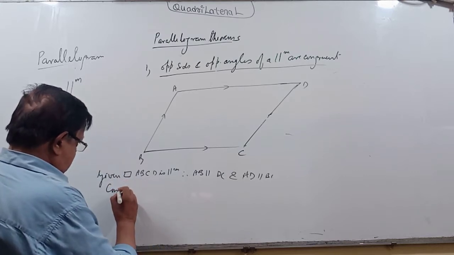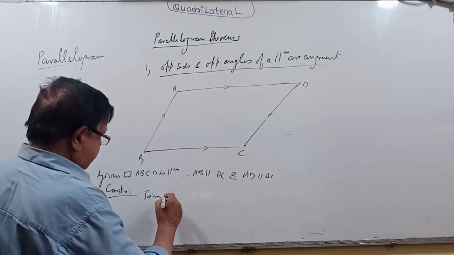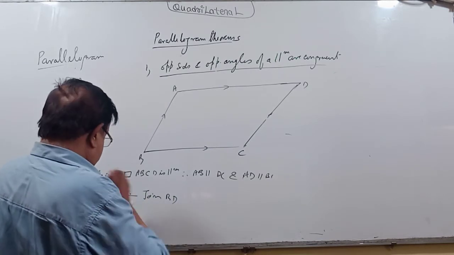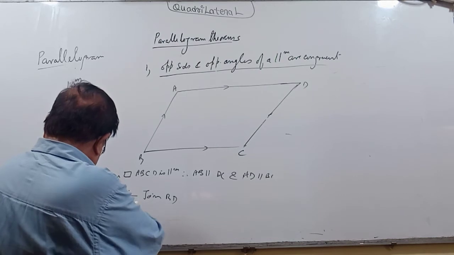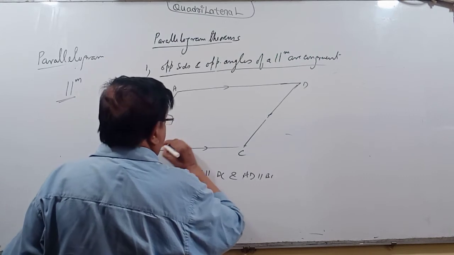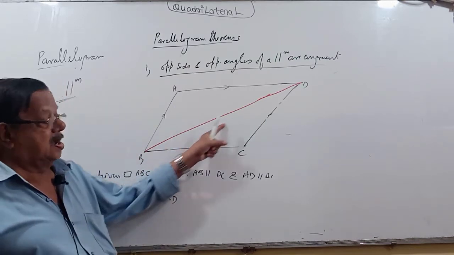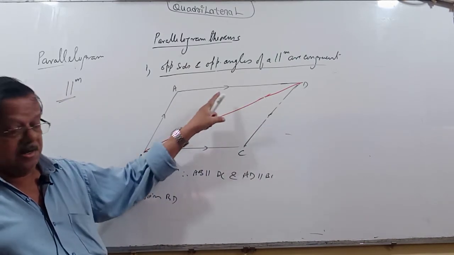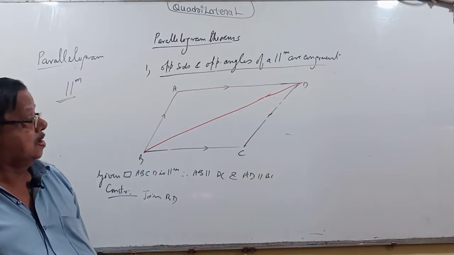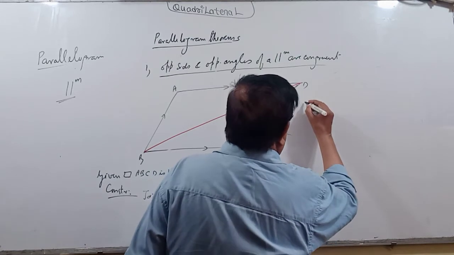Construction. What is the construction? Join BD, the diagonal BD. So join diagonal BD. This is diagonal BD. You have to draw BD. Now, in triangle ABD, proof.